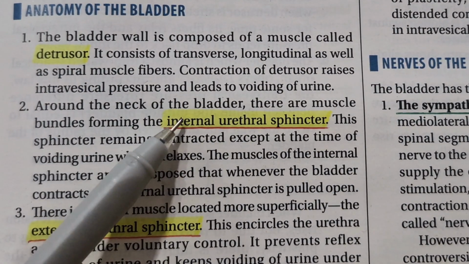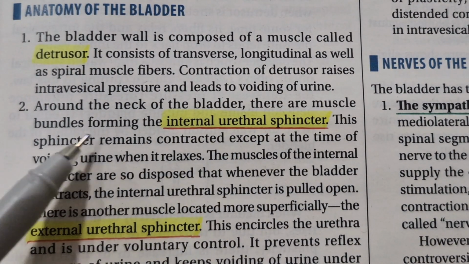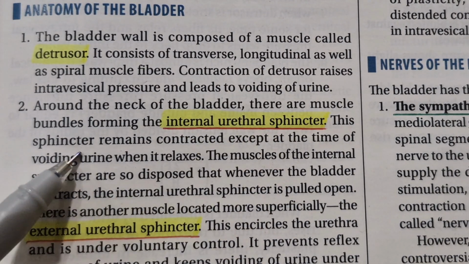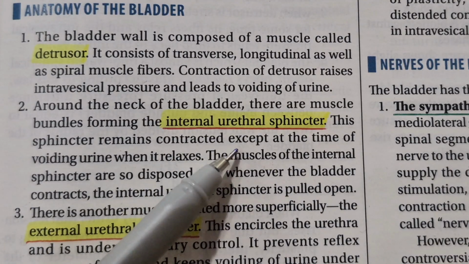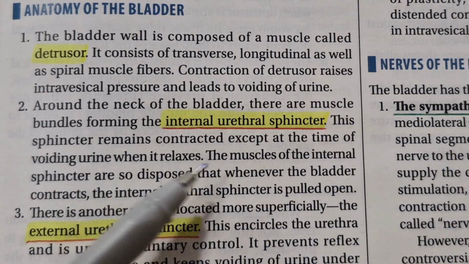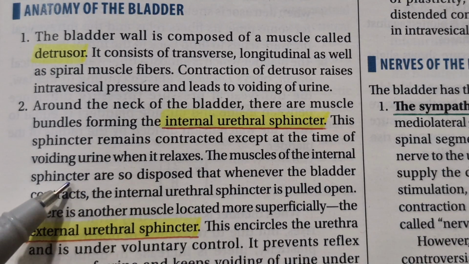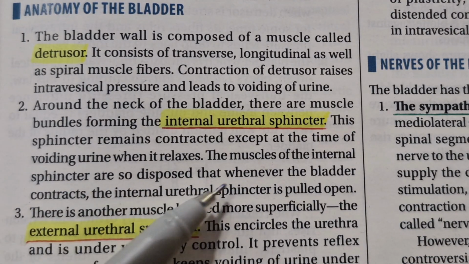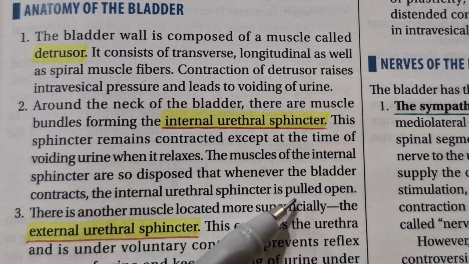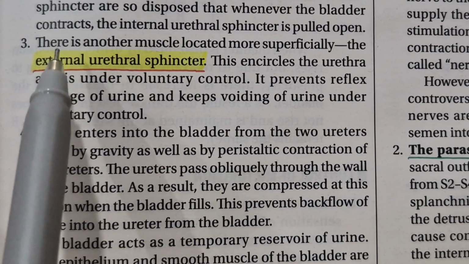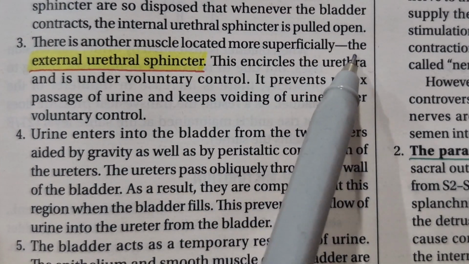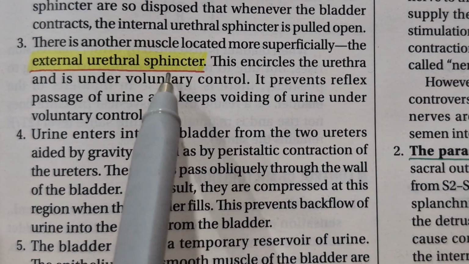Around the neck of the bladder, there are muscle bundles forming the internal urethral sphincter. This sphincter remains contracted except at the time of voiding urine when it relaxes. The muscles of the internal sphincter are so disposed that whenever the bladder contracts, the internal urethral sphincter is pulled open.